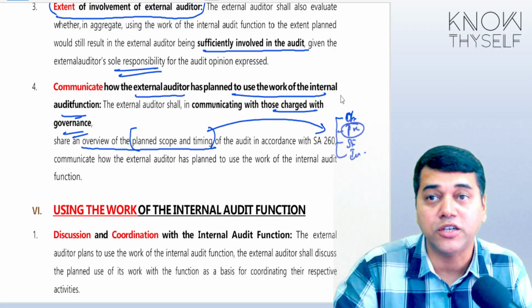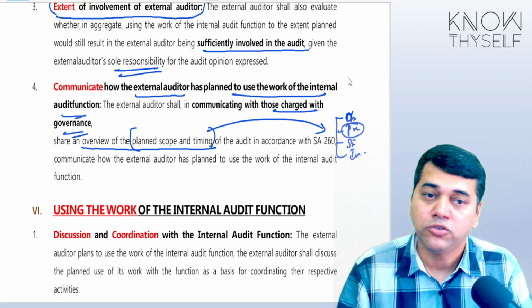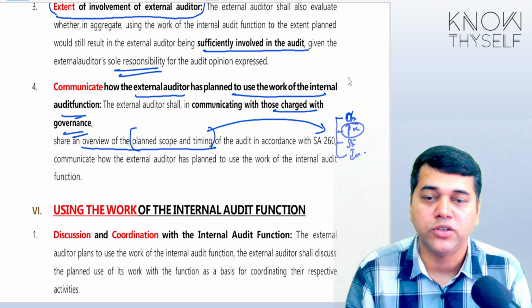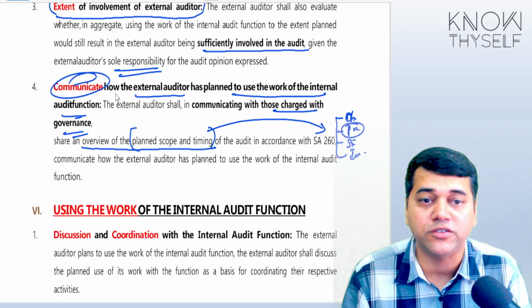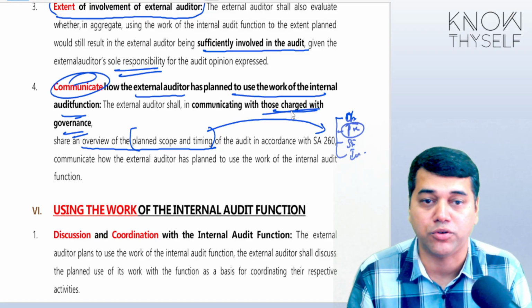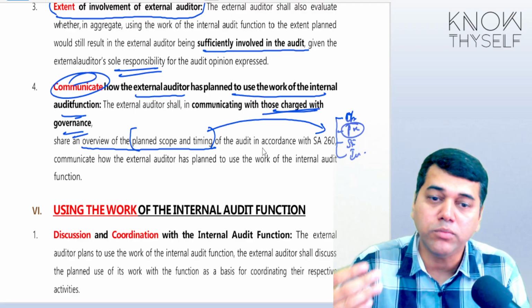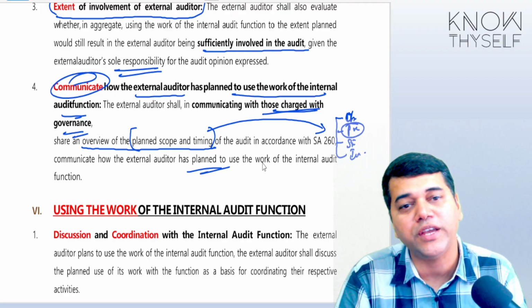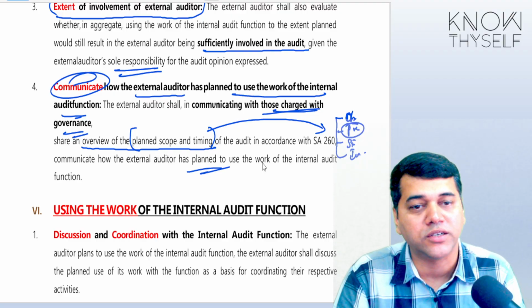In audit strategy also you are going to consider, should I use the internal auditor? So at the initial stage only, you have decided to use the internal auditor this year. It is very important you communicate to the TCWG because they should not misunderstand tomorrow. They should be aware how much you have planned to use. Tomorrow they should not get a feel, our external auditor is not doing any work, he is relying on the internal auditor.